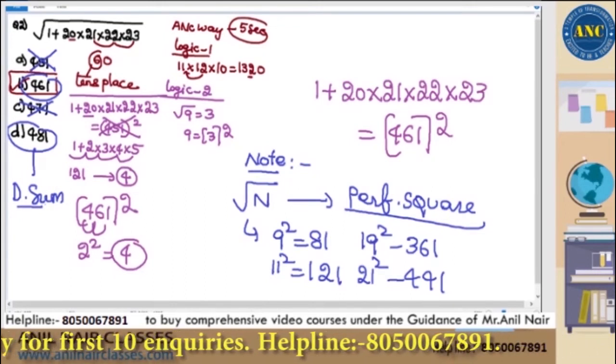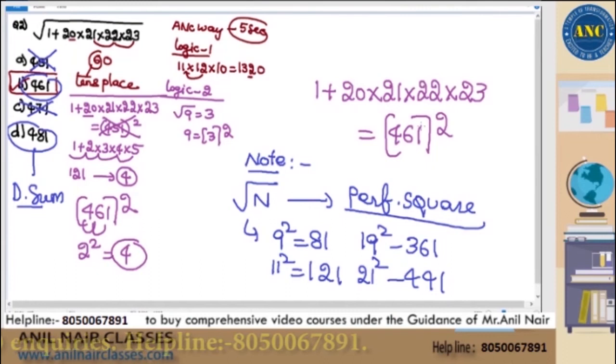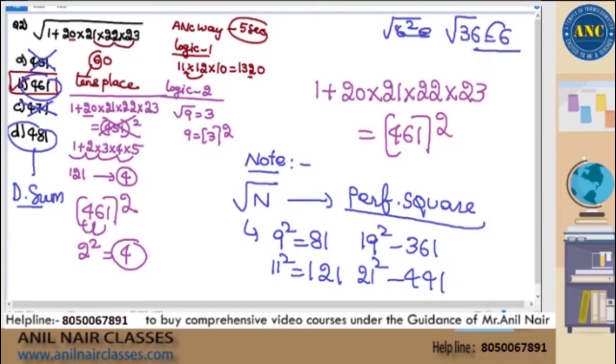Muthu and Mayur, root of 36 is 6, beta. Right? So you try to do 461 into 461. You will come to know what the logic is. Right? Explain.